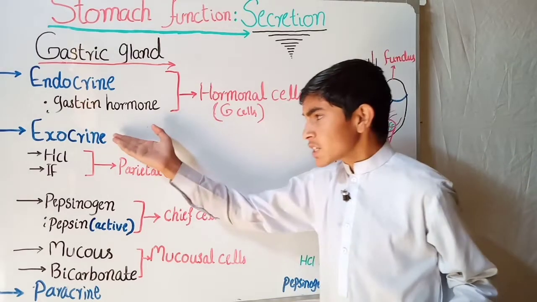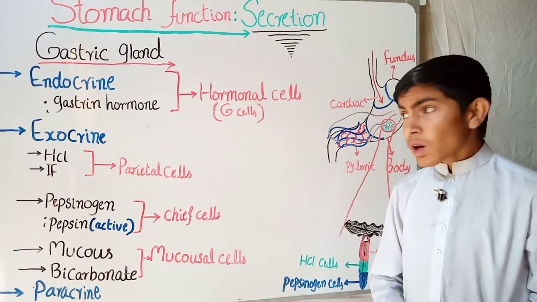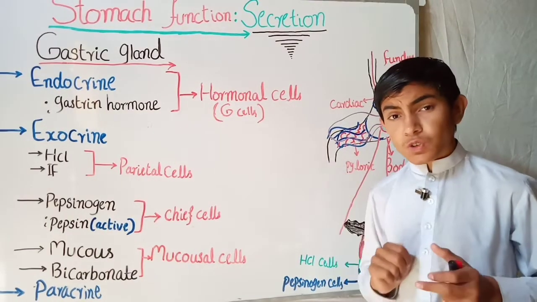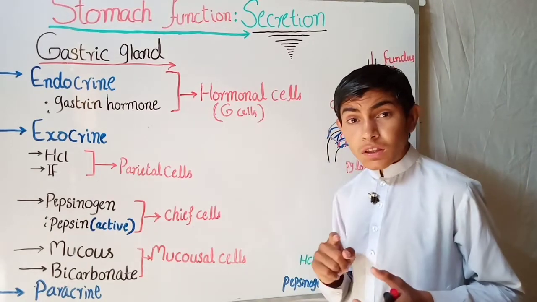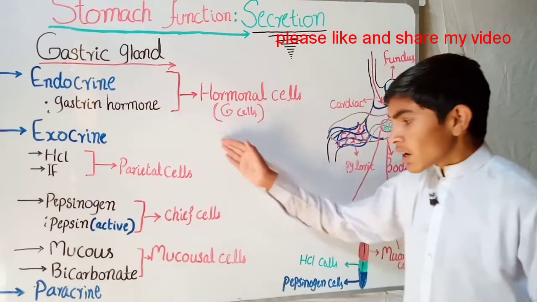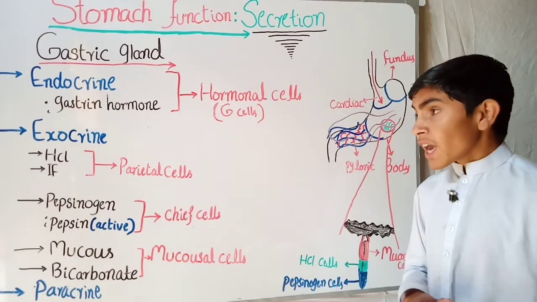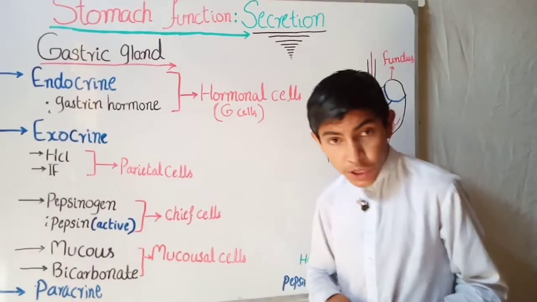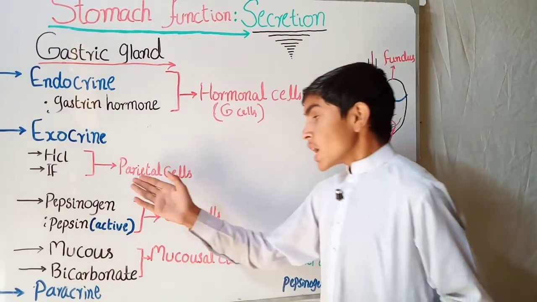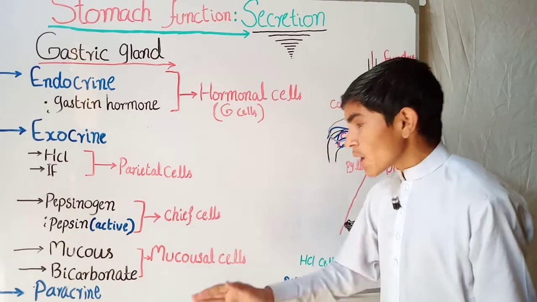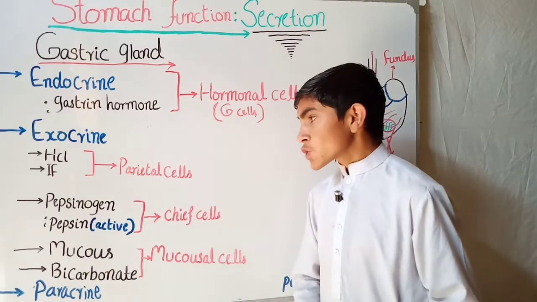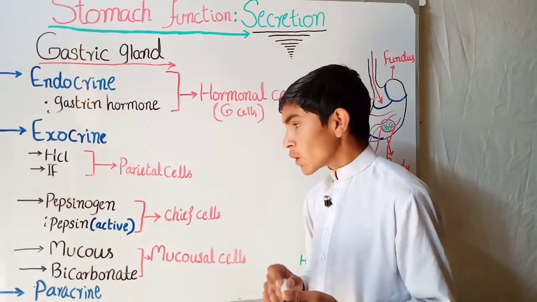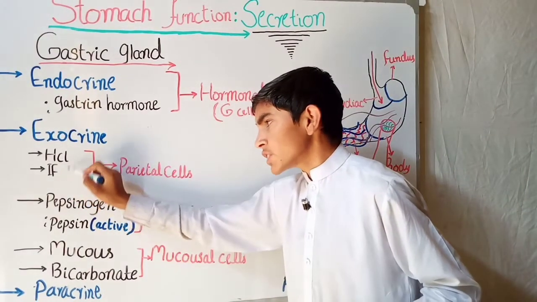The next is the function of the exocrine. In exocrine function, the stomach secretes digestive enzymes. Endocrine was the hormone, but exocrine is usually the enzymes present in the stomach. The exocrine function of the stomach is stimulated by the endocrine hormone. In the exocrine function, there are three types of cells. The first one is the parietal cells. The parietal cells secrete HCl and IF, intrinsic factor.